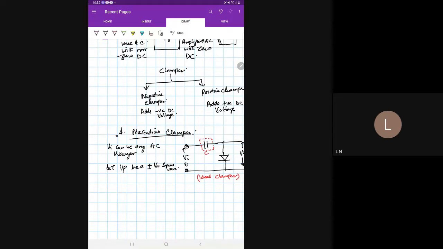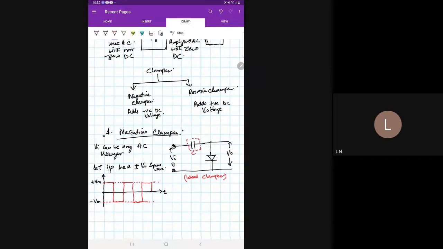±Vm square wave means that it is a square wave which has a positive half and a negative half like this. This is for the sake of simplicity. You can take an example of a sine wave also, but this will make our analysis simpler. So this is the amplitude. This is plus Vm here, and this is minus Vm at the bottom. It is like this.